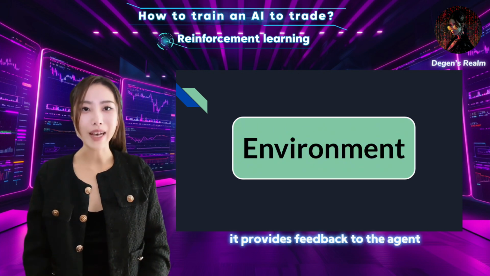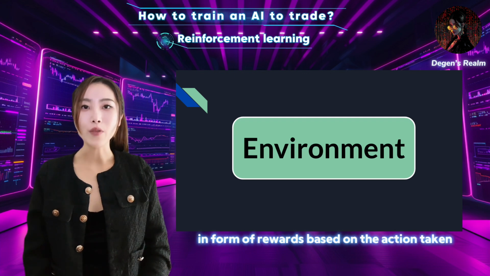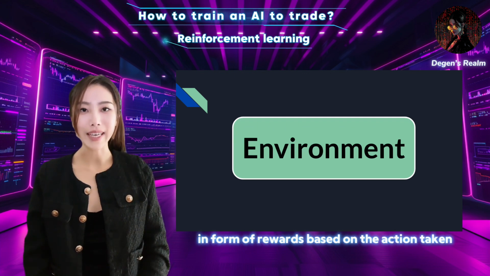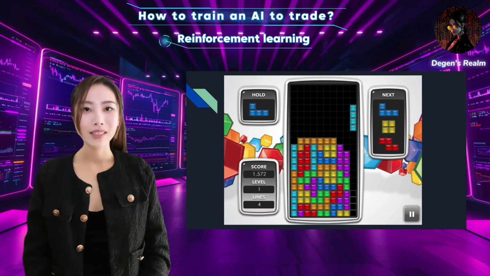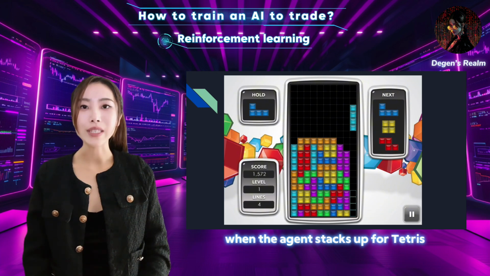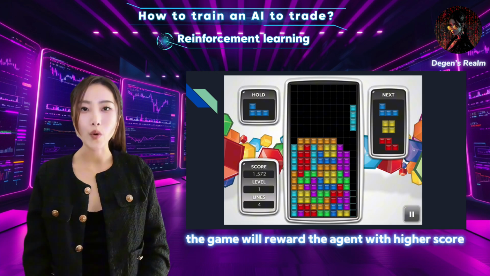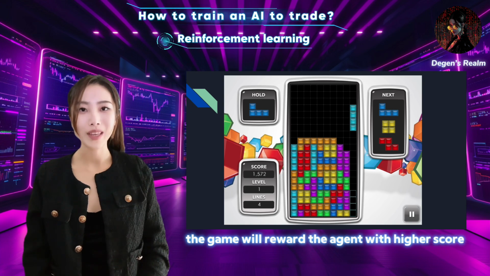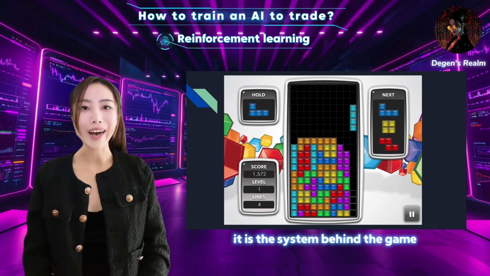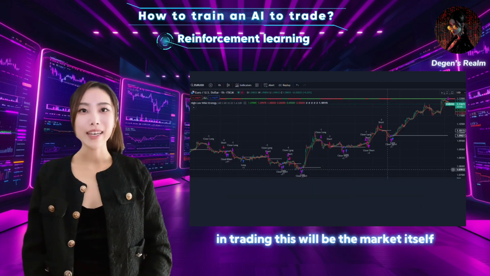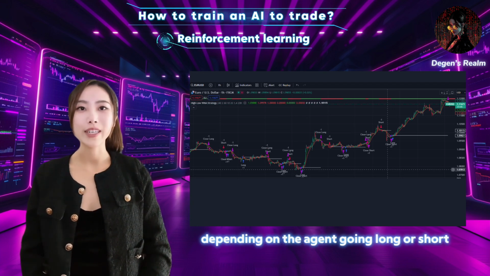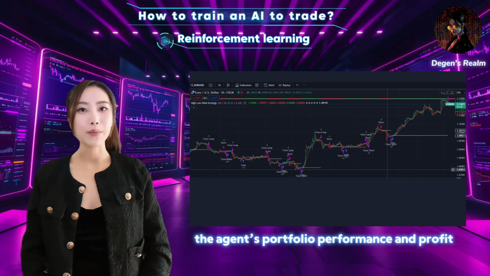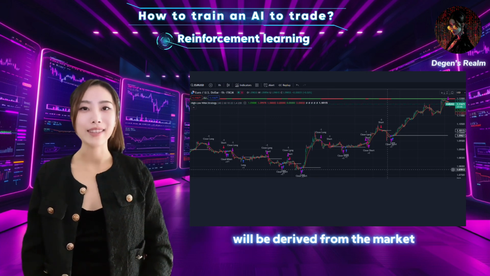Environment is the game itself, a system with which the agent interacts. It provides feedback to the agent in the form of rewards based on the action taken. For example, when the agent drops a block, the block will pile up. When the agent stacks up for Tetris, the game will reward the agent with a higher score. It is the system behind the game. In trading, this will be the market itself.